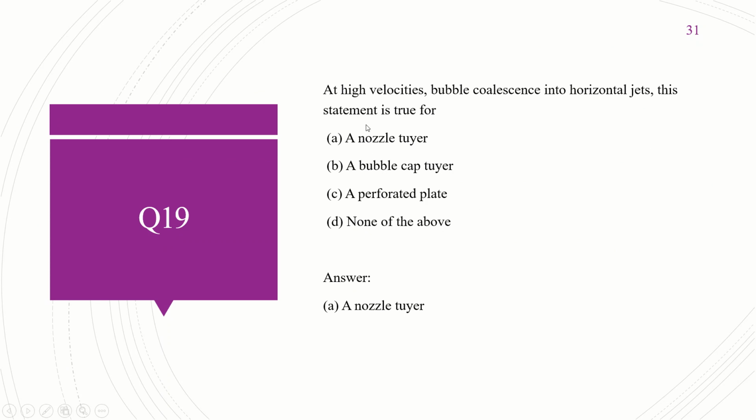Question 19. At high velocities, bubbles coalesce into horizontal jets. This statement is true for nozzle tube, bubble cap tube, perforated plate, none of the above. At higher gas velocities, bubbles coalesce into horizontal jets. In nozzle tubes only, the bubbles coalesce into horizontal jets when the gas velocity is higher. So the right answer is option A, nozzle tube.